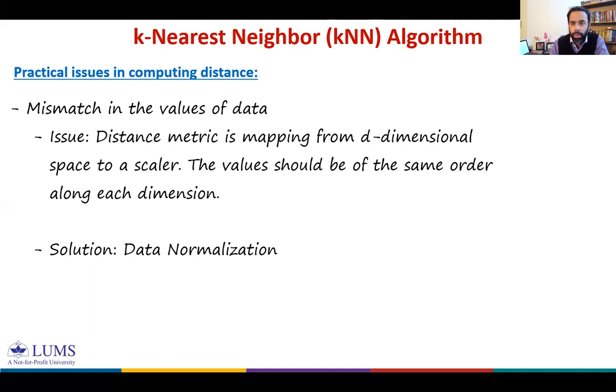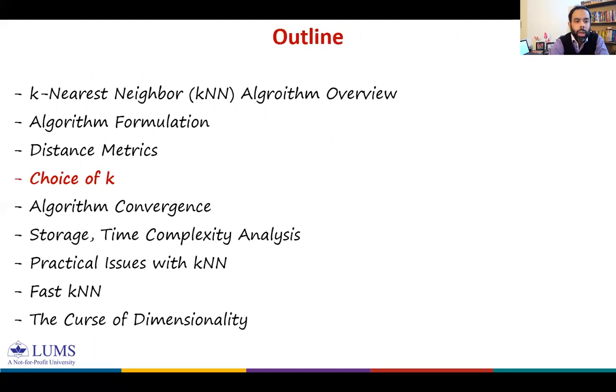Okay. So this was about distance metrics. We can also talk about how we choose k, because k is a hyperparameter of KNN. What does k denote? The number of neighbors you use for predictions, right? Okay.